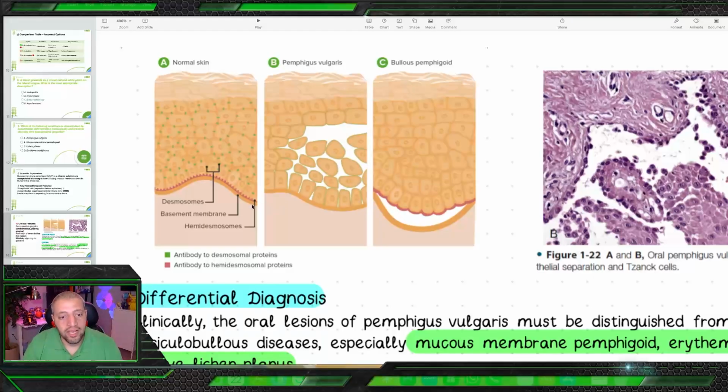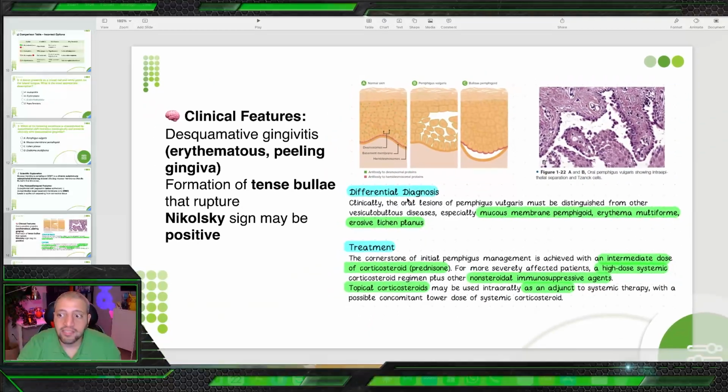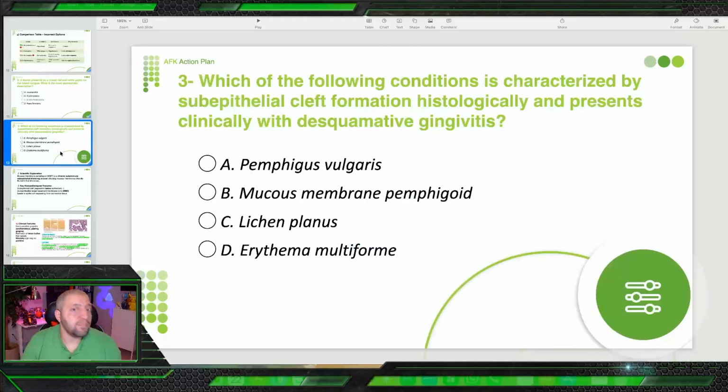The other one, we have a problem in the connection between epithelium and connective tissue, at the level of the hemidesmosome. In this case, we call it mucous membrane pemphigoid or bullous pemphigoid, as you can see in this area. Think about it. This one will have a thicker bulla. Yes, it might be positive for Nikolsky sign, but most likely it will be negative. Going back to the question, here we have a subepithelial cleft and present with desquamative gingivitis.